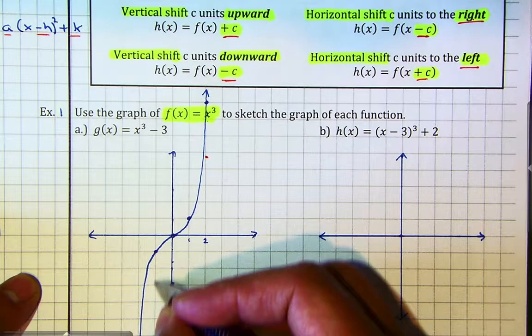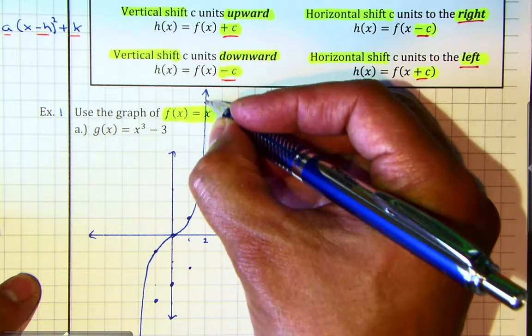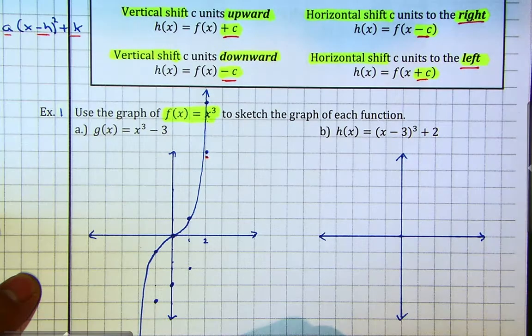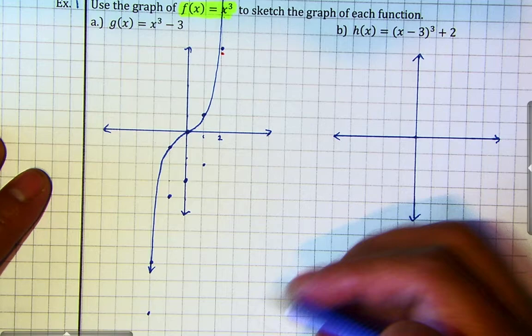This point gets down 3. This point 1, 2, 3. And this point 1, 2, 3. And now we are going to sketch our g of x.